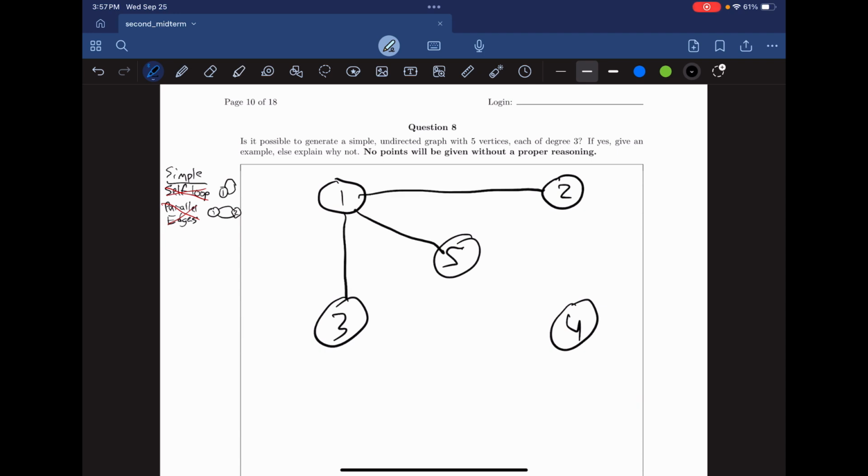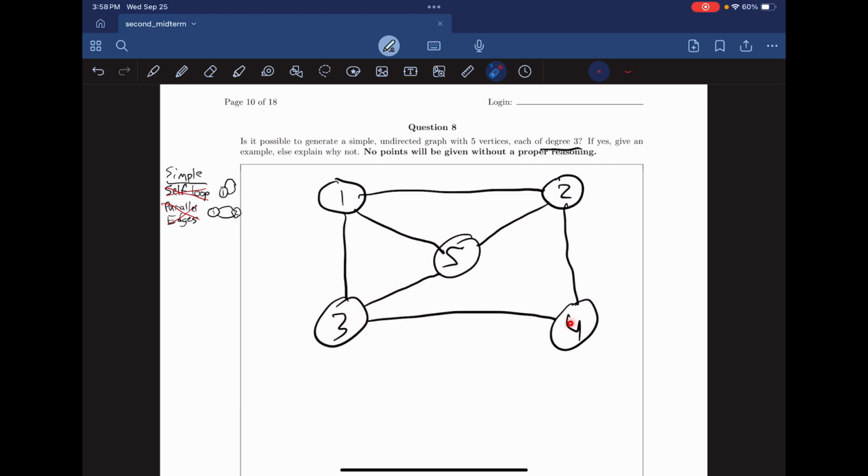Let's take one vertex and add 3 edges to it. Remind yourself that degree is the number of edges connected to a vertex. So we've got vertex 1, and we throw 3 edges on it so that it is of degree 3. Let's go over to 2. It's already got 1 edge, so it just needs 2 more edges to get to degree 3. Vertex 3, if we add 2 more edges, gets to degree 3, because now it's got 3 edges going through it.